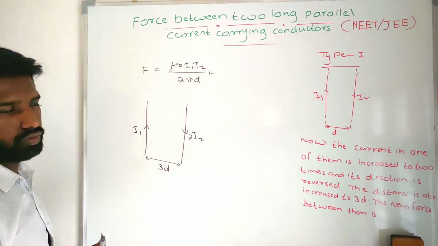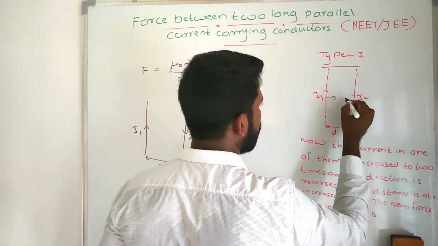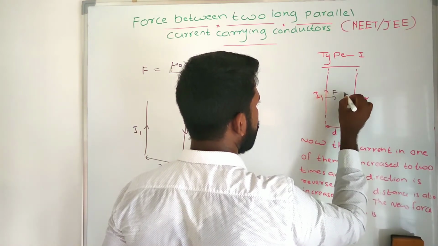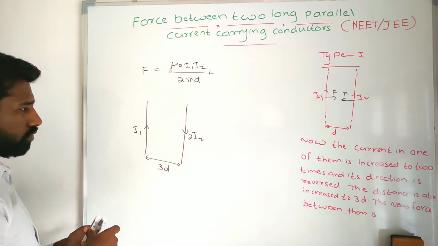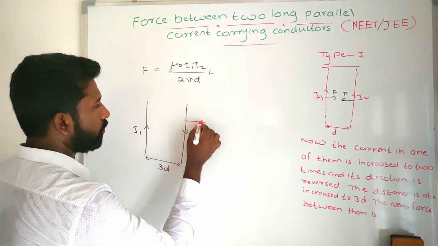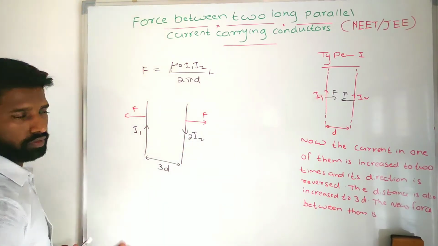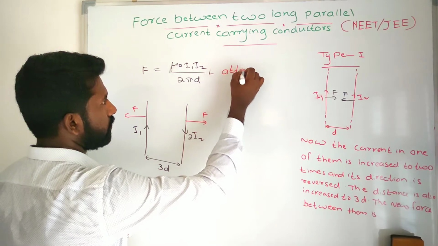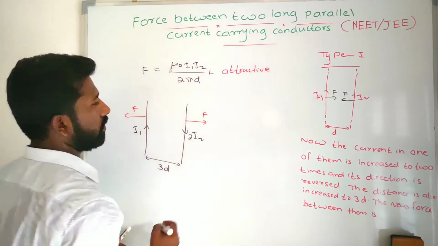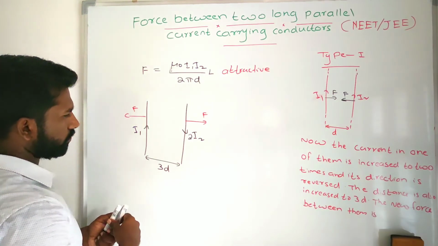What about the force? Initially you can see that the force between them is attractive because the current is going in the same direction. But now you see these two are going in the opposite direction, so the forces are repulsive. What about the magnitude of the force? Here this is attractive, then you will see the repulsive. So what about the force?